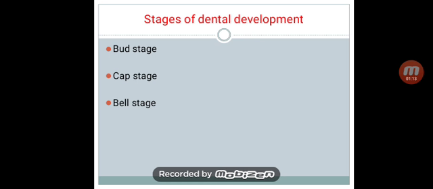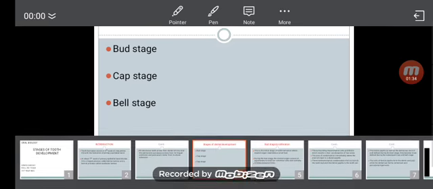Now, stages of dental development. As I told you, it is divided into three stages: bud stage, cap stage, and bell stage. The names are given, as I told you earlier, according to appearance. For example, if it looked like a bud, we name it bud stage. If it looked like a cap, we name it cap stage, and same is the case with bell stage.